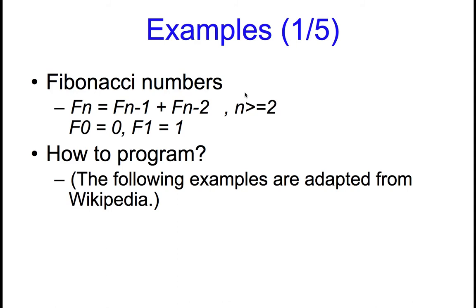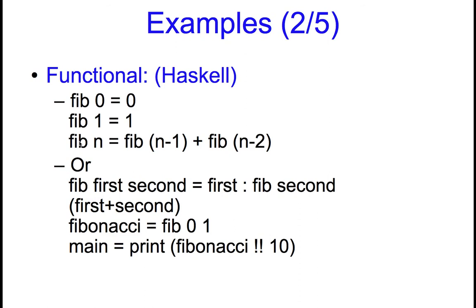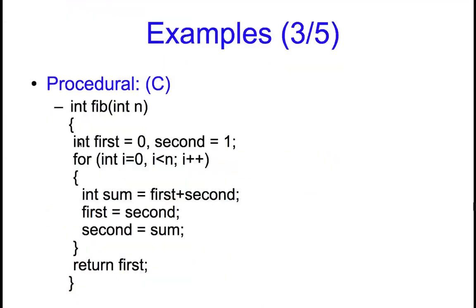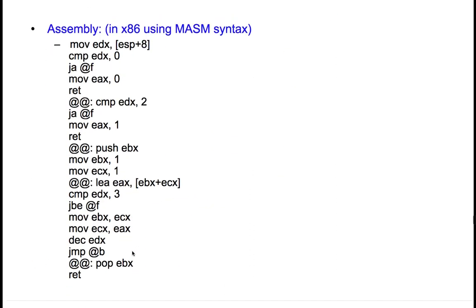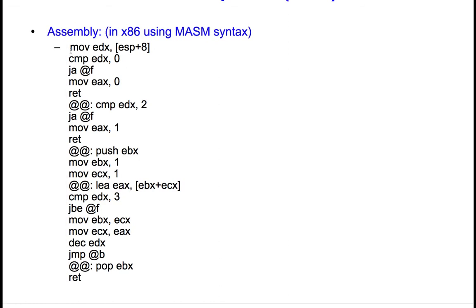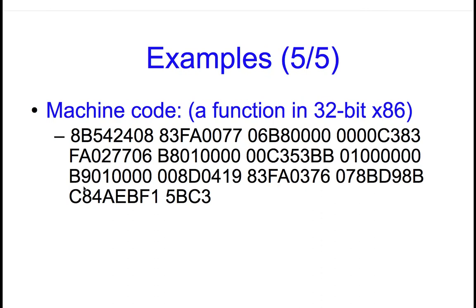Now, how to program. The following examples are adapted from Wikipedia. Fibonacci sequence. This is the logic, and we will implement it in a program. Now, this is the program in the Haskell language. You can see it clearly. Then, in a procedure-oriented programming language, C language. This program is in C language. Here, integer variables are used. Then a loop is used, and then the function. Then in assembly language, which is a low-level programming language. This is machine level code, which is 32-bit x86 code. This type of code is generated by the compiler, which we call machine code.